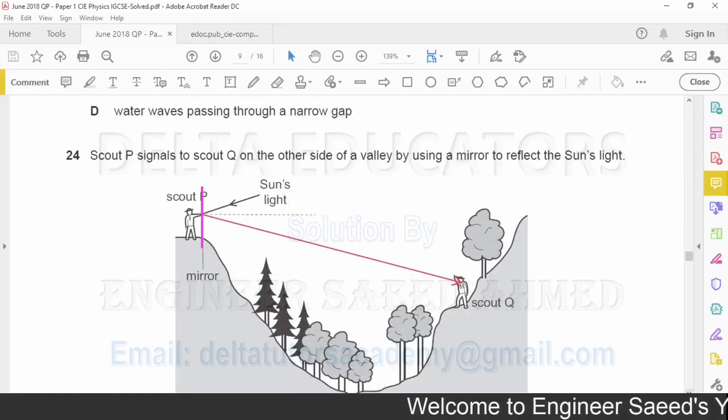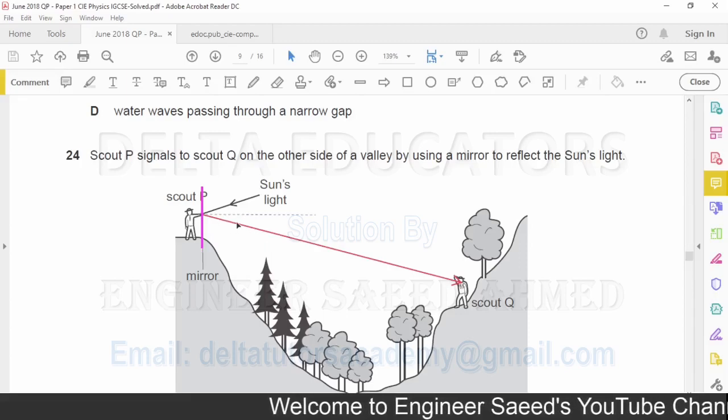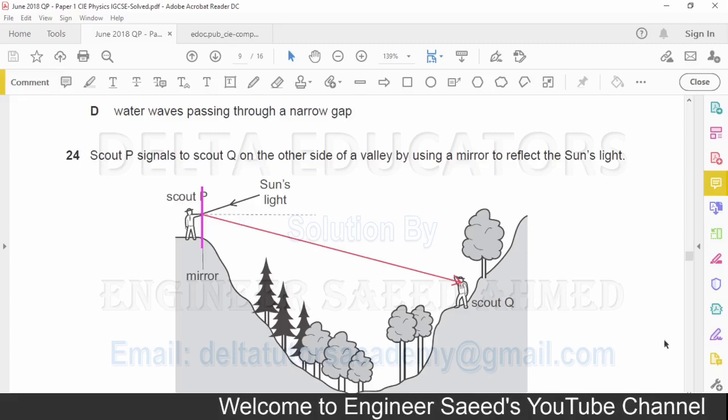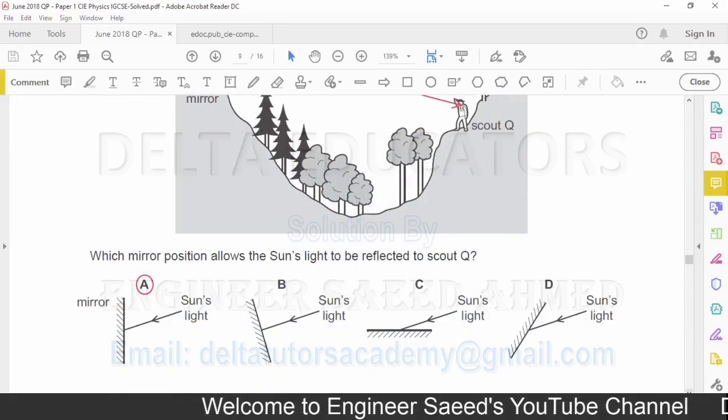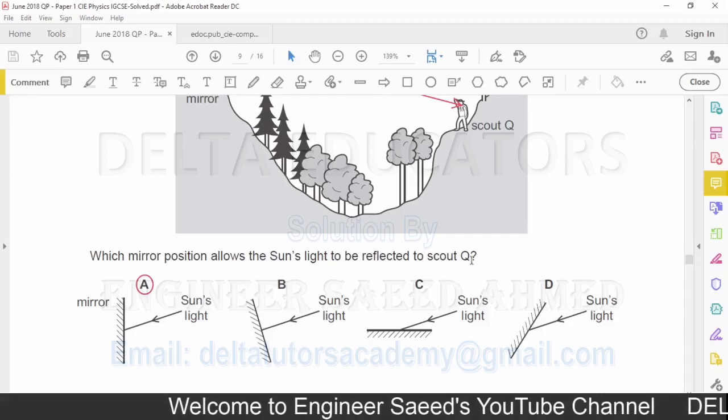Question number 24. Scout P signals to Scout Q on the other side of the valley by using a mirror to reflect the sunlight. When light reflects, it obeys the laws of reflection. Laws of reflection means the angle of incidence and angle of reflection always remain the same. Now what is asked? Which mirror position allows the sunlight to be reflected to Scout Q?